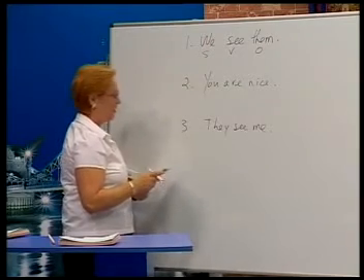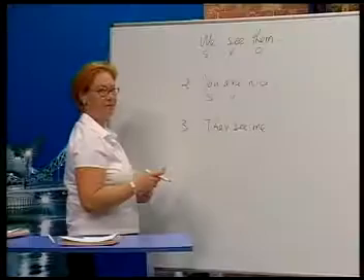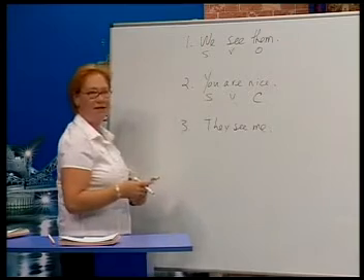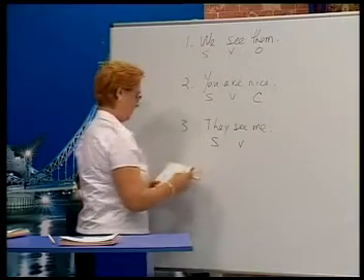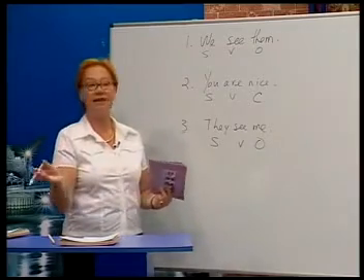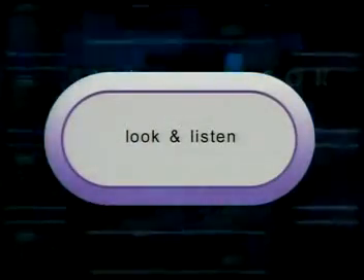Okay, now Ali. You is the subject. Are is the verb. Nice is the object. No, the complement. Yes, good. Okay. All right, Isabel. They is the subject. See is the verb. And me is the object. Yes, very good. Okay, now, do you understand sentence structure? Yes, we do. Okay, very good. Look and listen. Now it's time to look and listen.